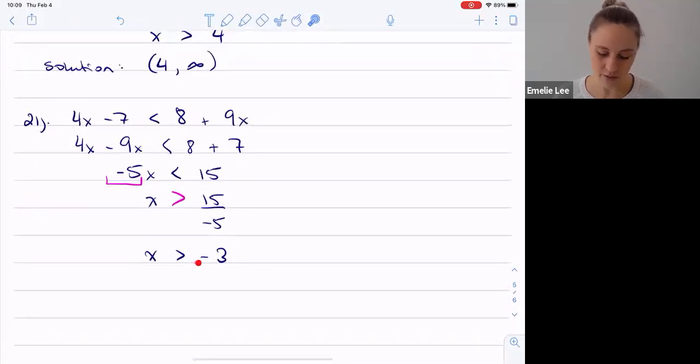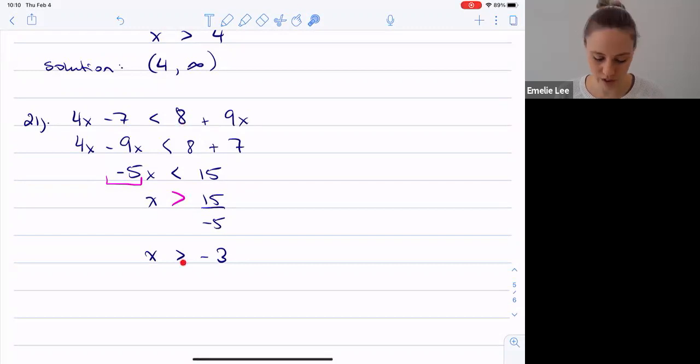So what you can do is pick a value of x that is greater than negative 3. So 0 seems like a nice option, right? In my mind, I can easily use x equals 0. X equals 0 is greater than negative 3. So 4 times 0, 0. So negative 7 is less than 8 plus 9 times 0. Negative 7 is less than 8, right?